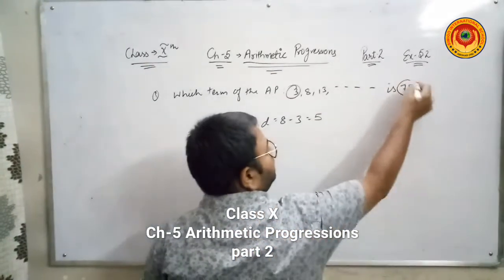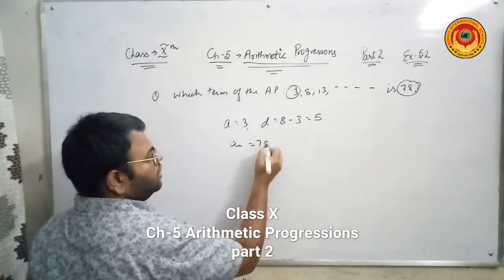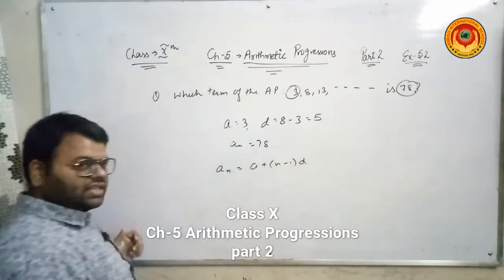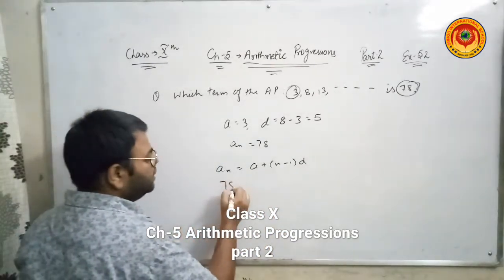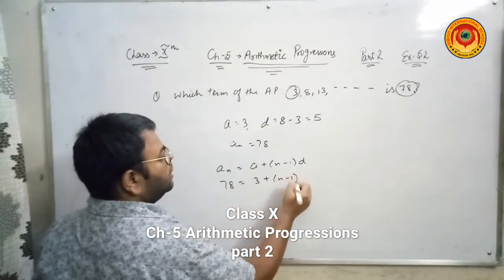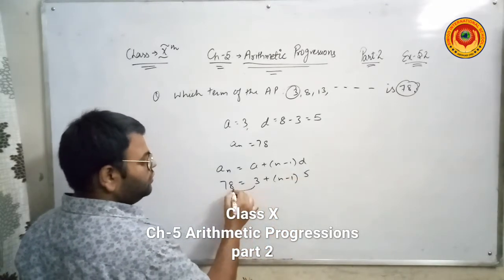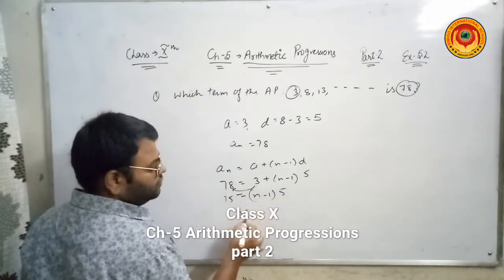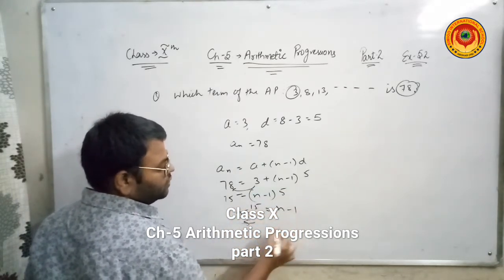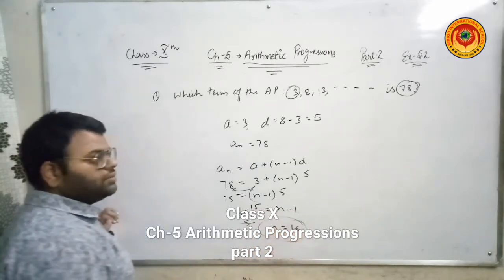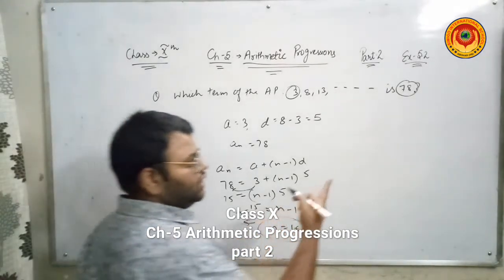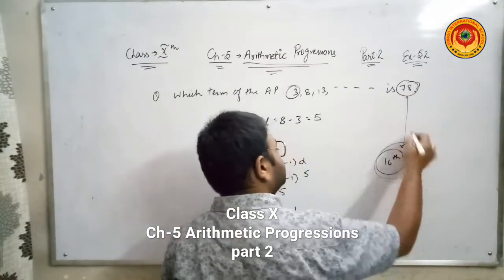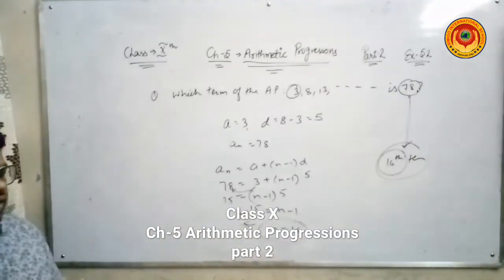Yes, 78, this is your an. Now, what's the formula for an? a plus (n minus 1) into d. an means the last term, they have given 78. Now fill the values here. a is 3, d is 5. Shift 3 to this side. 78 minus 3 is 75. Divide by 5. 15 is equal to n minus 1. So your n is 16. How many terms are in the AP? 16. So 78 is the 16th term of the AP. Getting my point? So this is your answer.